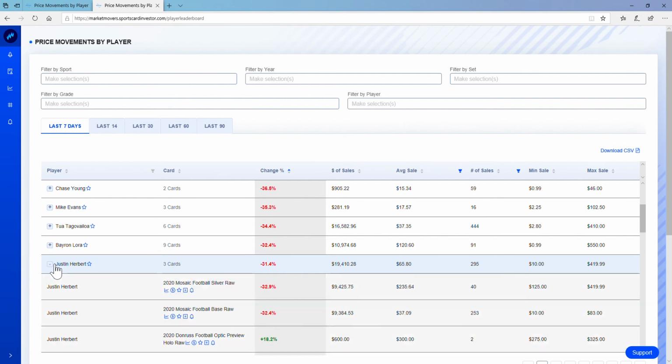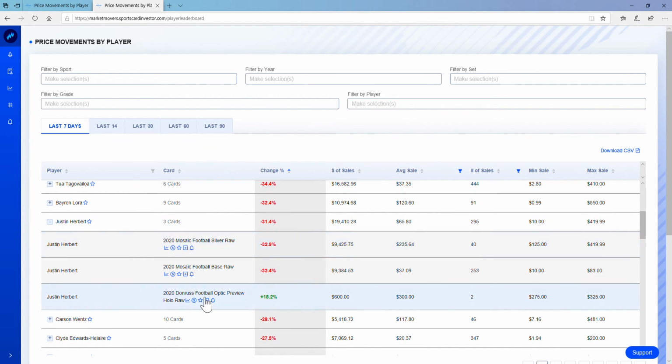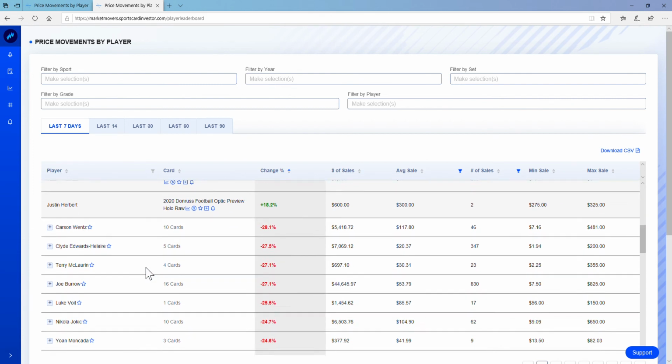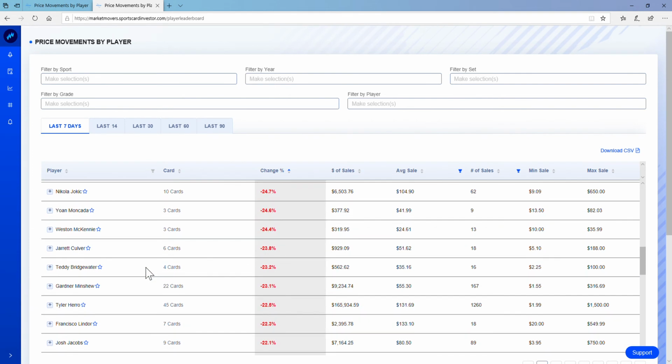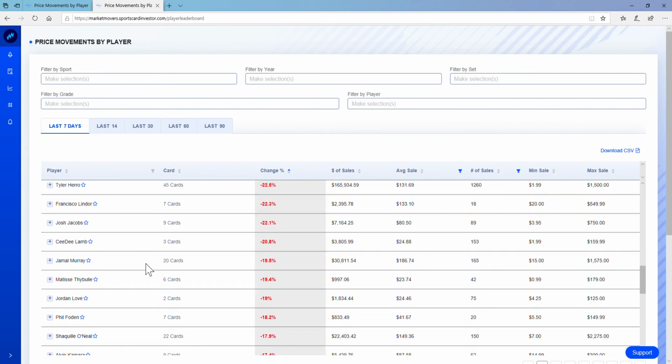Let's expand this. And you see here, his Optic Preview Hollow is up 18%, but his Mosaic raw is down. And these newer guys aren't going to have graded cards, so it's a little more difficult. But his 2020 Mosaic Silver and raw are both down significantly. You can buy that silver now for $235, and you can get the raw base for $37, which is interesting. But let's take a look at, I want to find a better example here of somebody that's down.